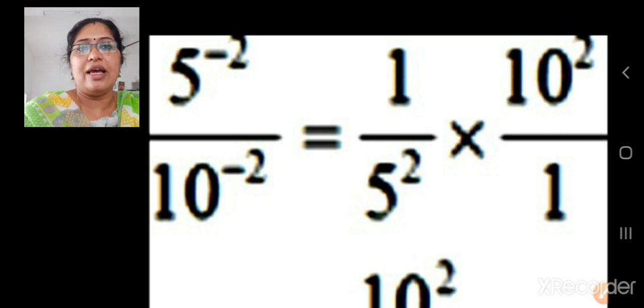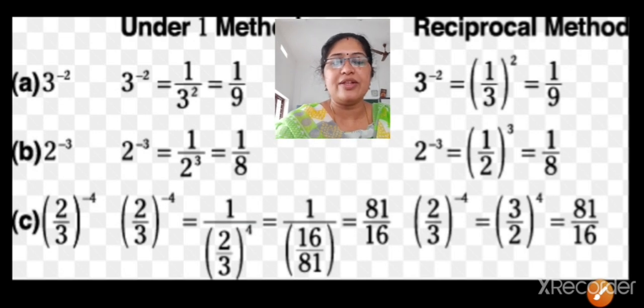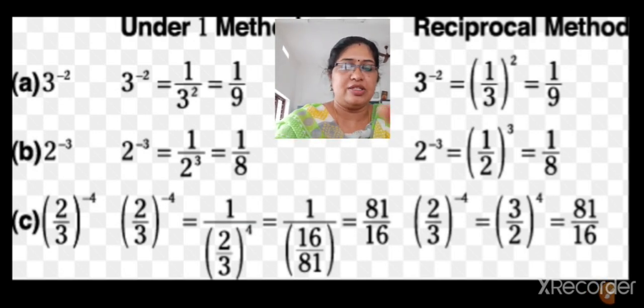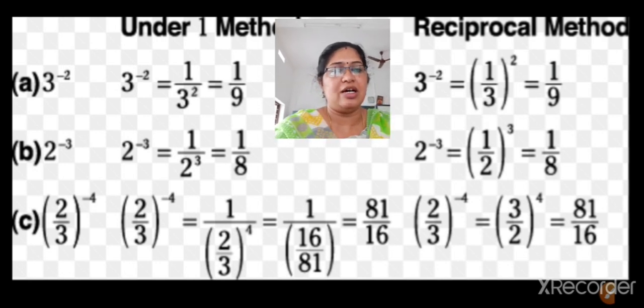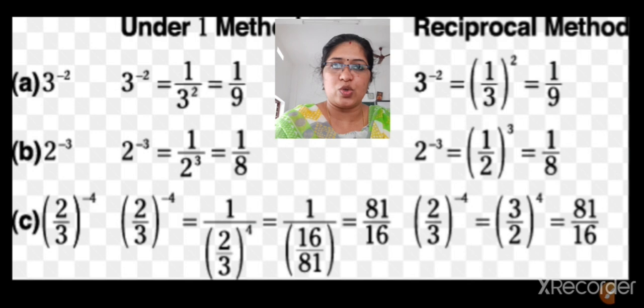Now let us see the exercise part. Children, in this problems you can find two methods, A part and the other one. Same problem in left hand side and right hand side, they have done it in different way. So A question, that is 3 raised to minus 2. That means to change the negative into positive power, you can do it as 1 by 3 square, that is equal to 1 by 9. Like that you can do.